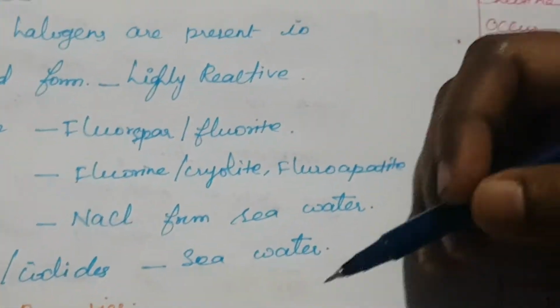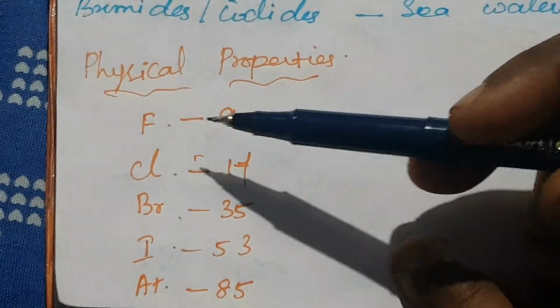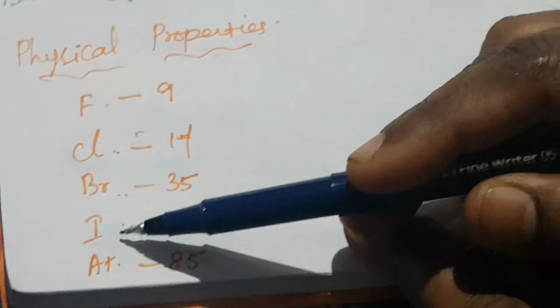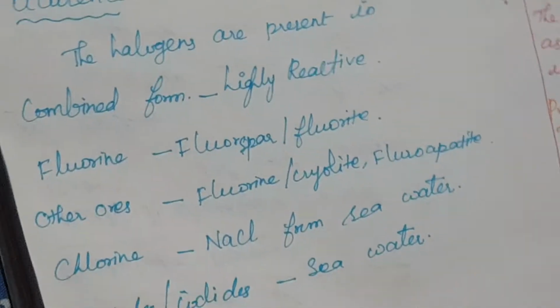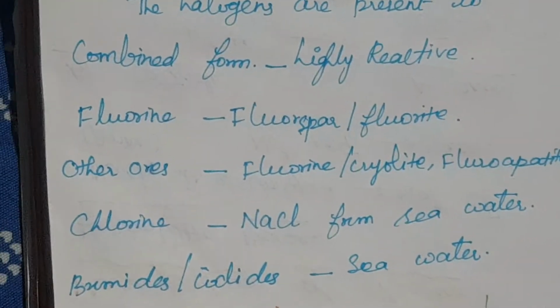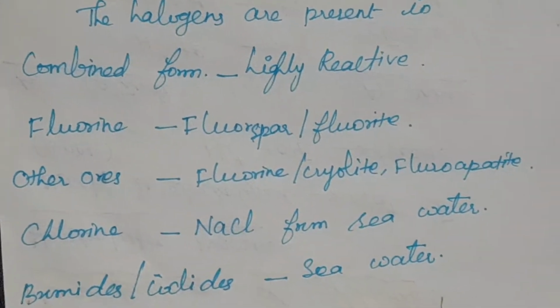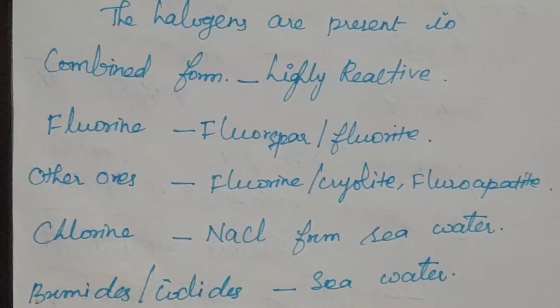Next we are going to see the physical properties of the halogens. The elements of the 17th group are fluorine, chlorine, bromine, iodine and astatine. What is the general electronic configuration? It is ns2 np5. This is the general electronic configuration of halogens.